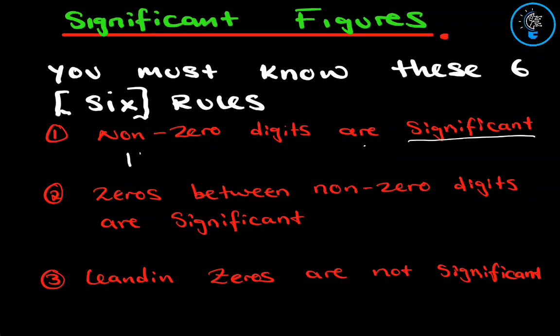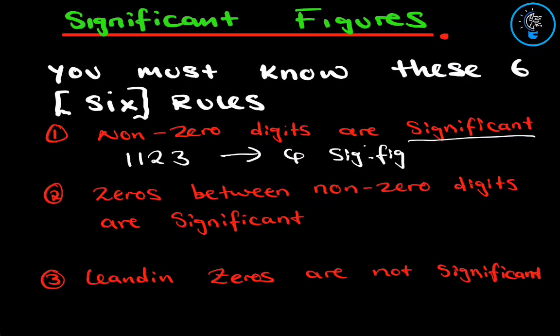Okay, let's take another example. Let's say we have 1123. How many significant figures are present in this particular number? In this one, you need to see whether your numbers are non-zero numbers. Since every number in this one is a non-zero number, we can say that we have 4 sig figs. So the first rule is very simple and straightforward. Let's jump to the second rule.